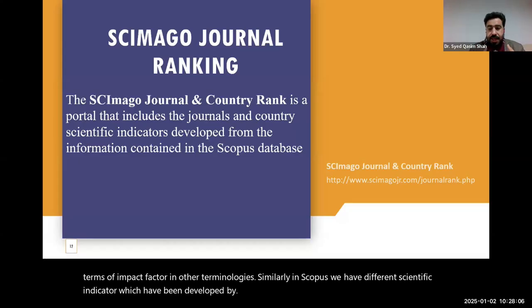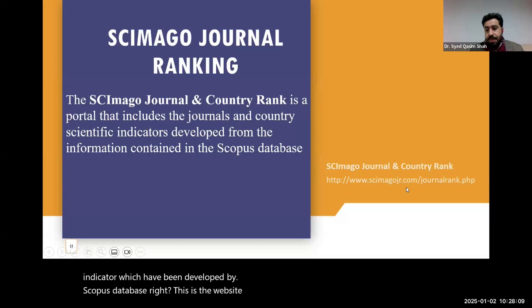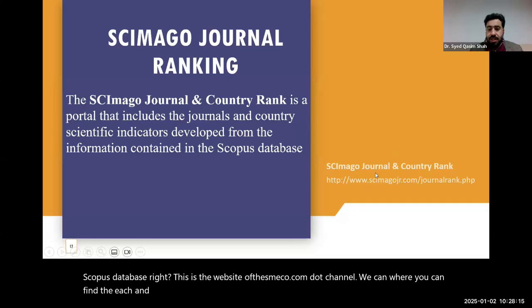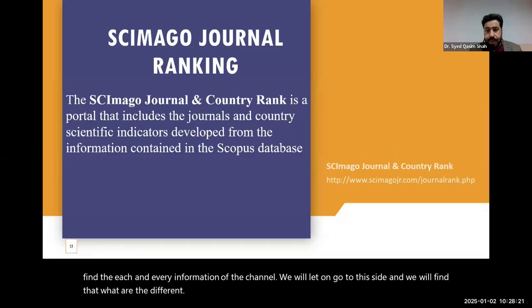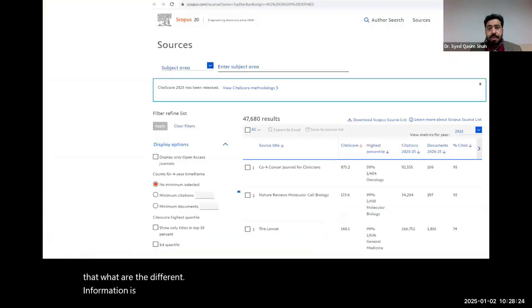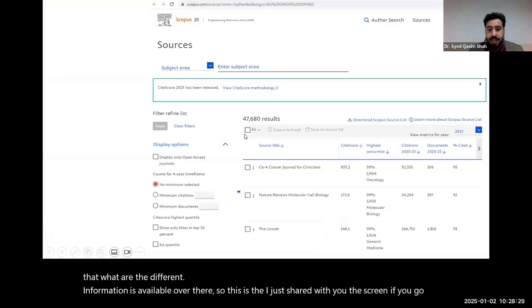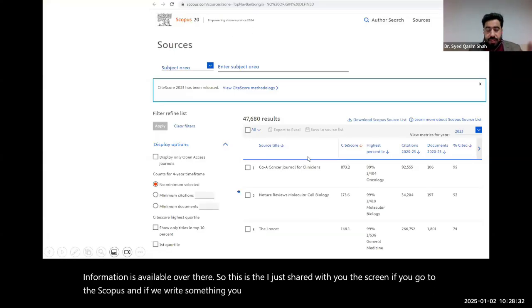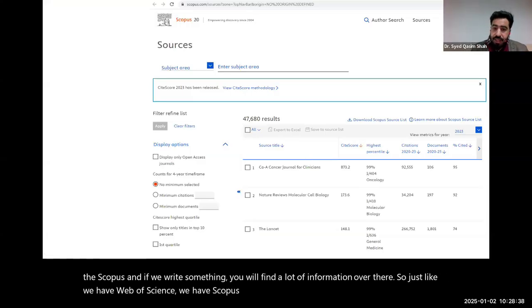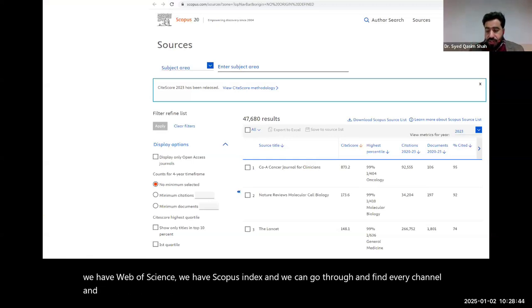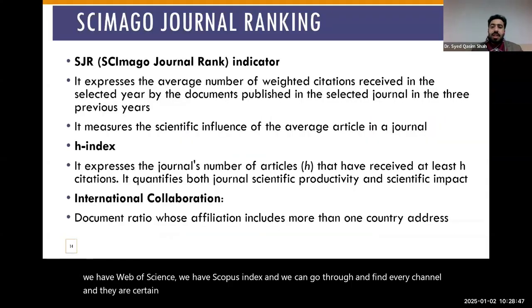Similarly, in Scopus we have different scientific indicators which have been developed by the Scopus database, right? This is the website of SCImago Journal, where you can find each and every piece of information of the journal. We will later on go to this site and find what different information is available over there. I just shared the screen with you. If you go to Scopus and write something, you will find a lot of information over there. So just like we have Web of Science, we have Scopus index, and we can go through and find every journal and their certain metrics.